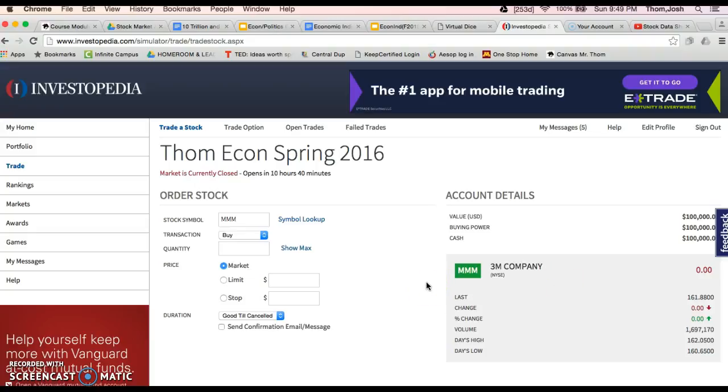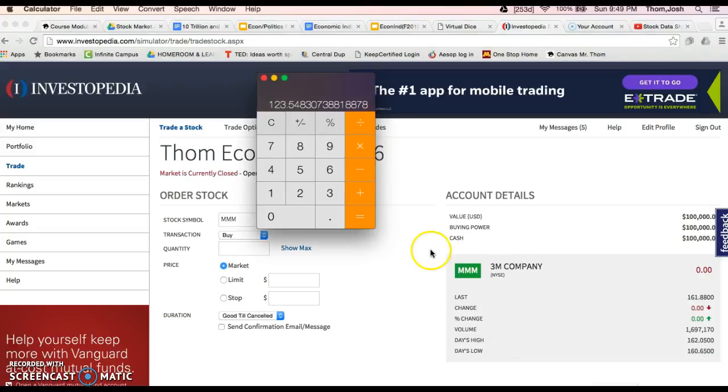So the next step is to actually invest in that company. And the way that you do this is figure out how much you invest in that company, which is from your stock paper. So for instance, let's say that I invested $20,000 in 3M. I would take 20,000 on a calculator, and I would divide that by the price per share that it's currently at, which is $161.88 right now for 3M. I find out that that comes to 123.5483, so on and so forth.